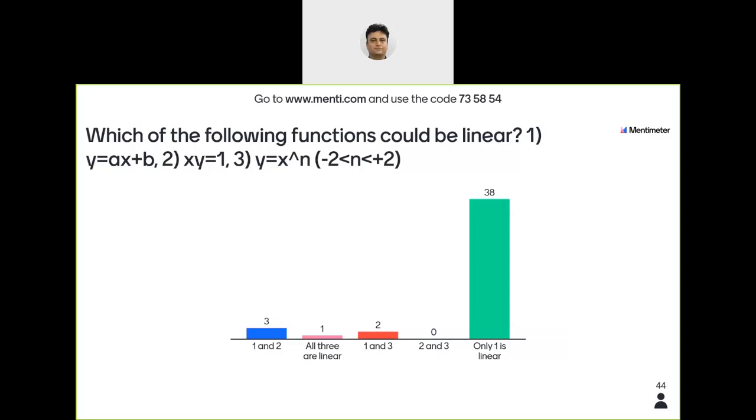Okay, are you sure? Are you sure that only one is linear? How about two? Cannot be 1 and 2. 1 and 3. 2 and 3, only one is linear. Okay, guys, going back and see.